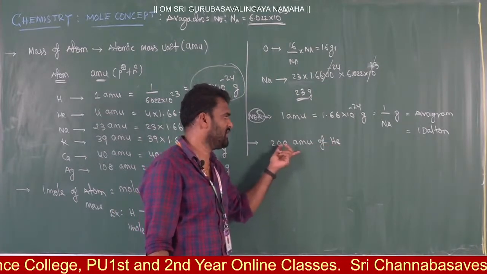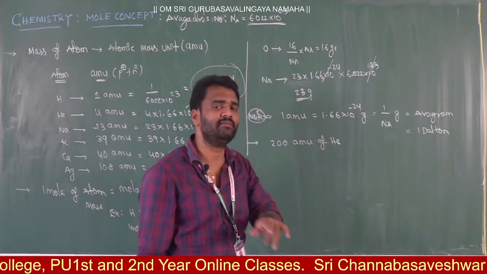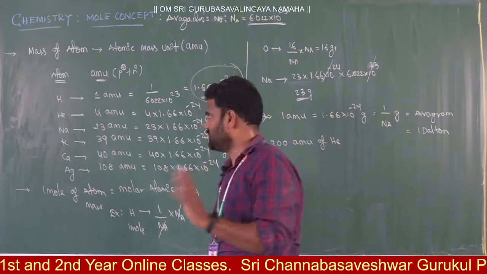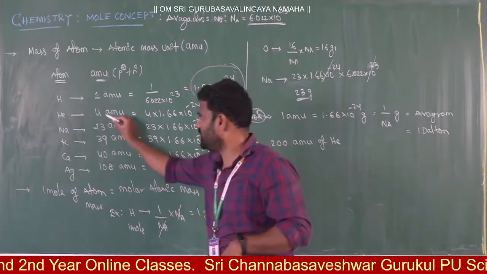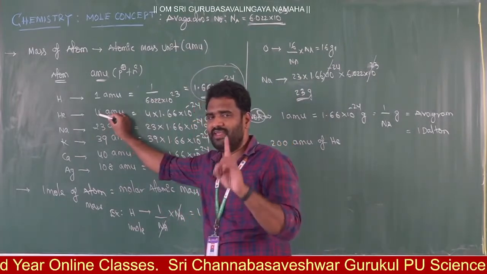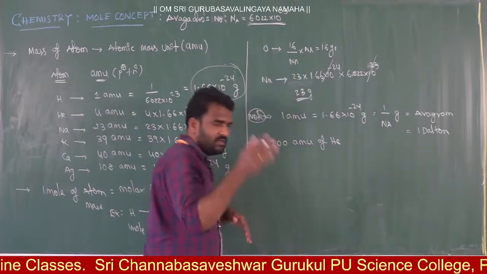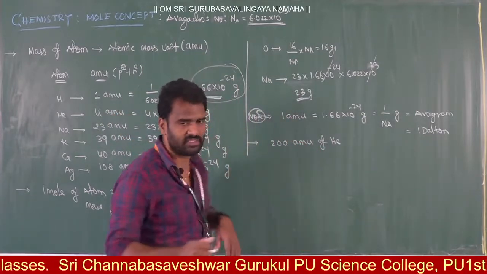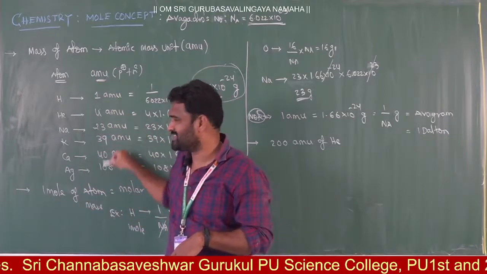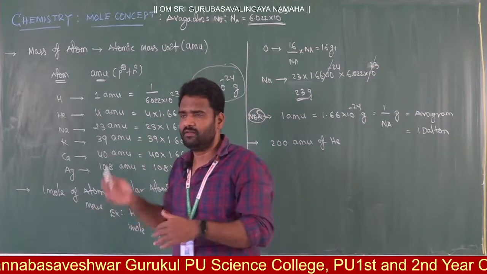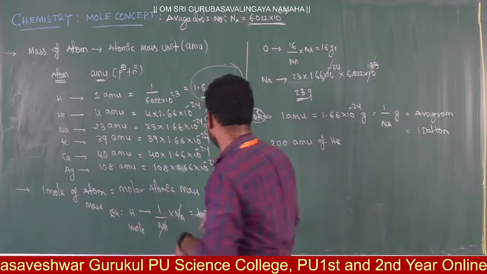In this 200 AMU, how many helium atoms will be present? Now you know that 1 helium atom weighs 4. In 200, how many? Then do the crisscross method, which means the unitary method. Firstly you should know the standard basic values, then you can apply the unitary method. By doing crisscross you will get the value.